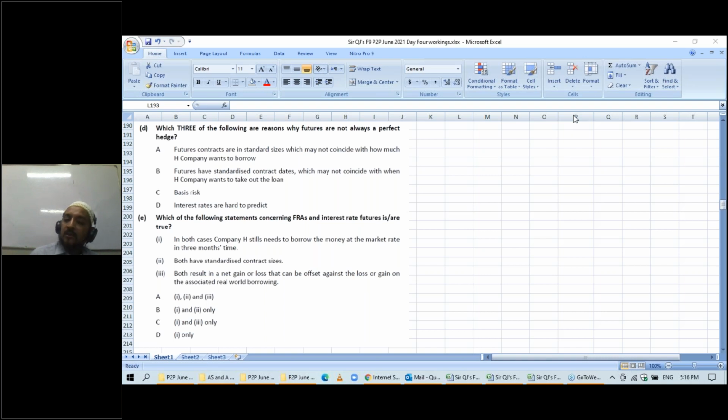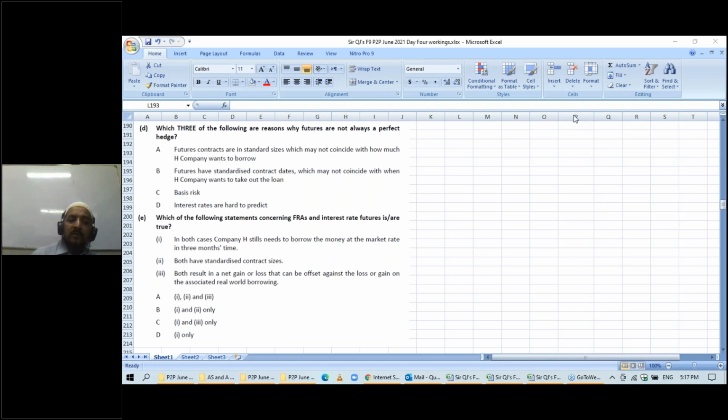And third, it is due to the basis risk. Basis risk means that the hedged amount, suppose it results in a loss of 3 lakh, then you need a compensation of 3 lakh. But you don't get a compensation of 3 lakh through the hedge, you just get a compensation of 2 lakh. So this difference, that you are not exactly compensated, is known as a basis risk. So A, B, and C, all three are correct.